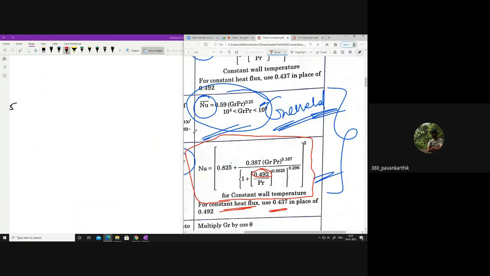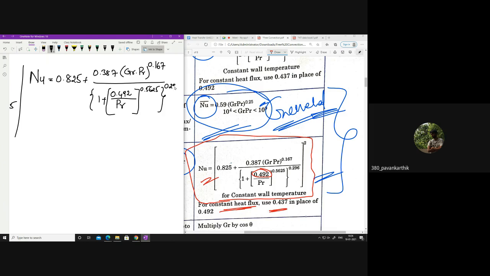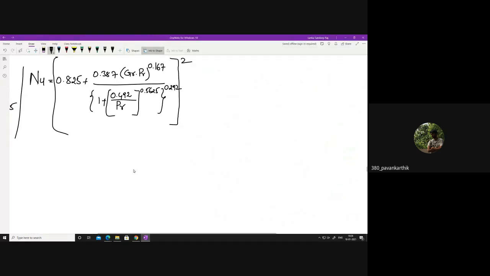The second correlation I told you is this one. So Nu is equal to 0.825 plus 0.387 Ra to the power of 0.167, divided by 1 plus (0.492 by Prandtl) to the power of 0.5625, whole to the power of 0.292, and the whole square. It's a bit complex compared to the previous one, but nothing seriously great. So that's what your Nusselt formula is.